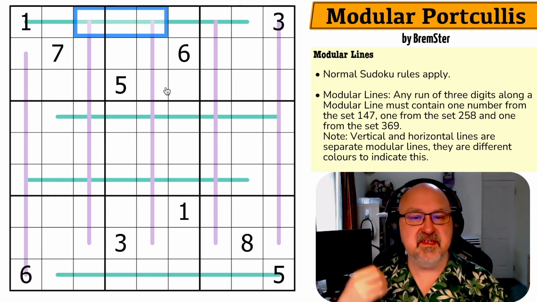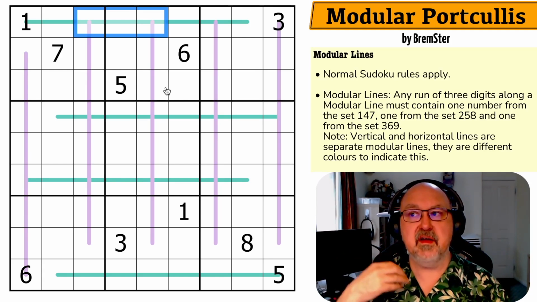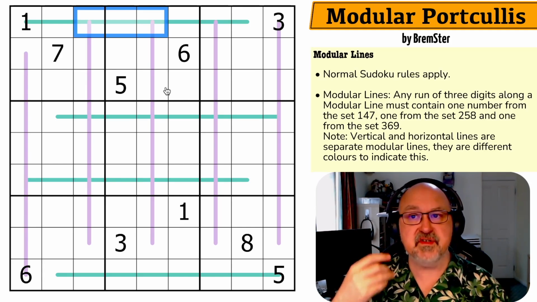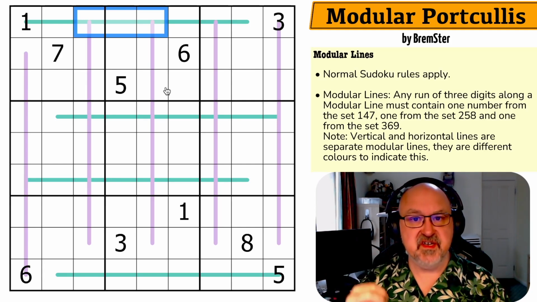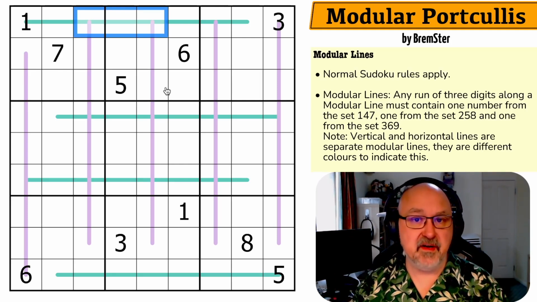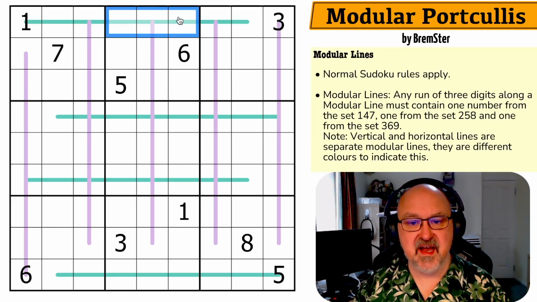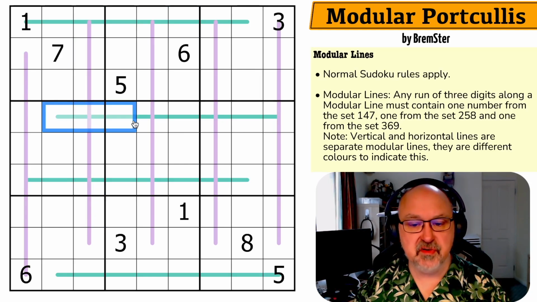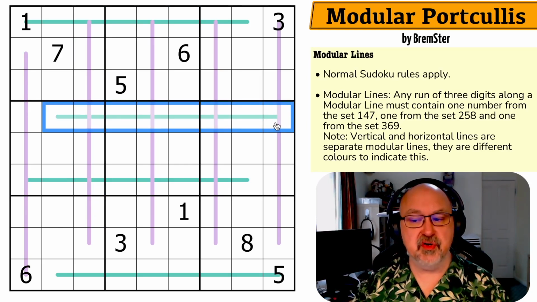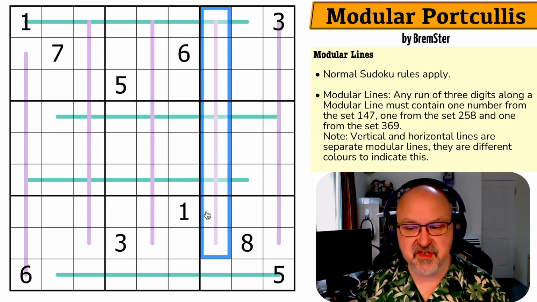369. The reason they're called that is because they're modulo 3, basically. One of each of the digits modulo 3. If you divide those numbers by 3, 147 have a remainder of 1, 258 have a remainder of 2, and 369 have a remainder of 0. So any set of 3 must have one each of those modulars. The vertical and the horizontal lines are separate modular lines, and I've marked them different colors in order to indicate that, but they are just modular lines.